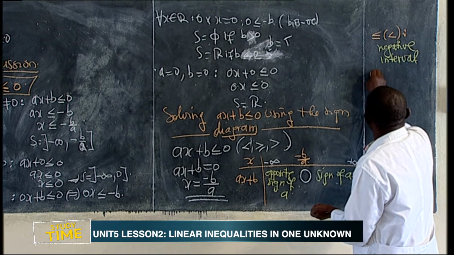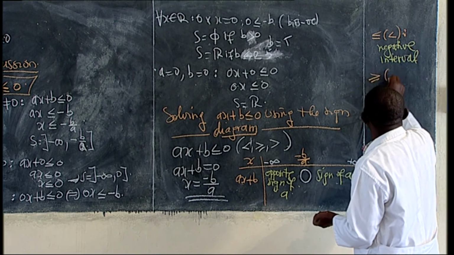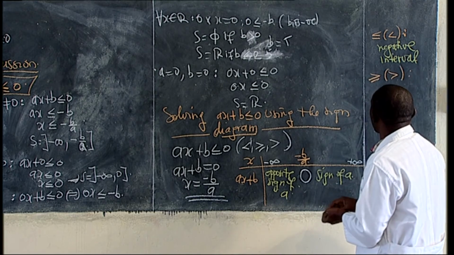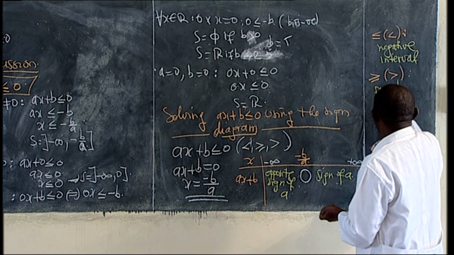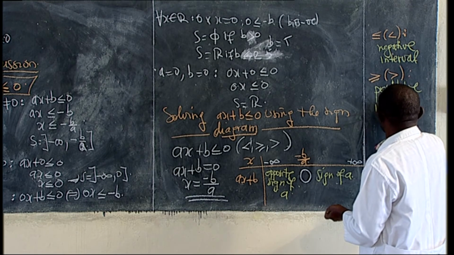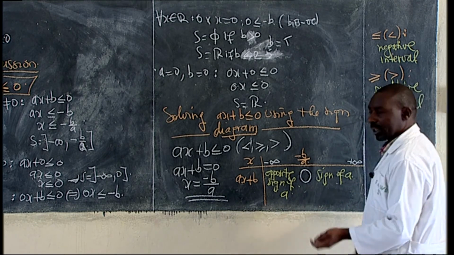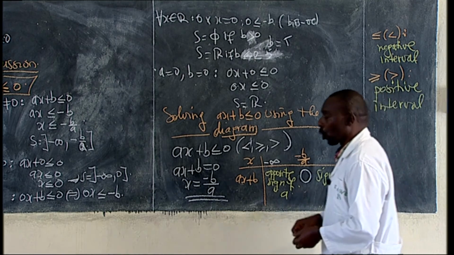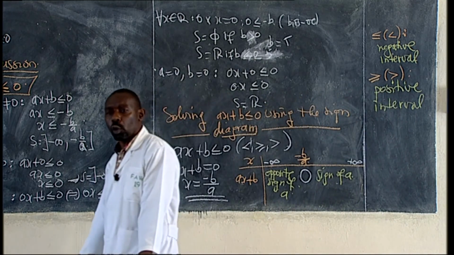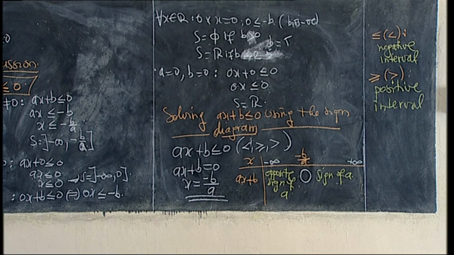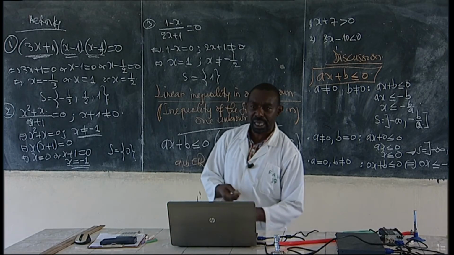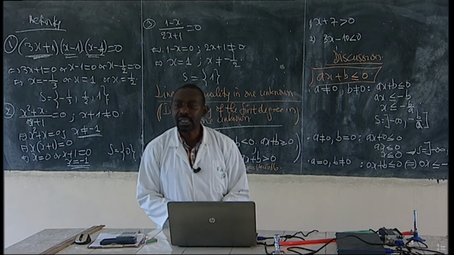In the case you have greater than or equal to 0 or greater than 0, you will take the positive interval. Very simple. Then, what you need, you have to give the set of solution, isn't it? So we are going to get an example for that. But you can take just a few seconds to write something in your record book for reference. But at the same time, I'm looking for an example to help you.